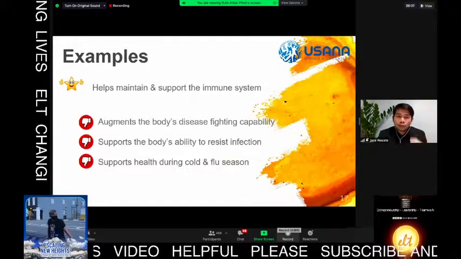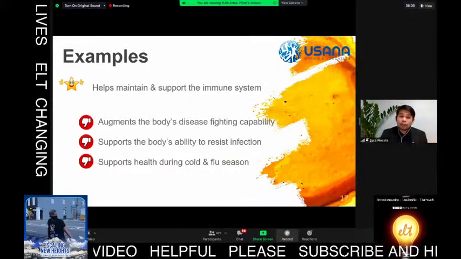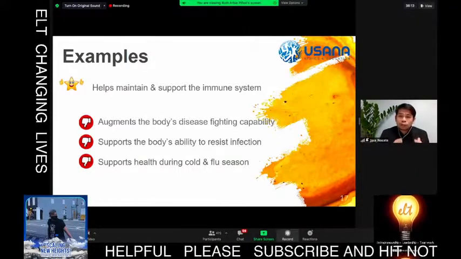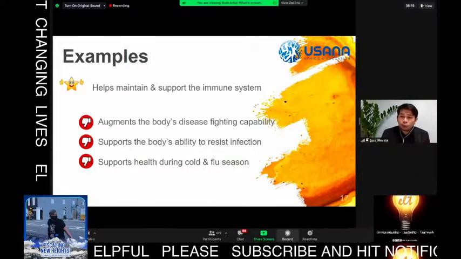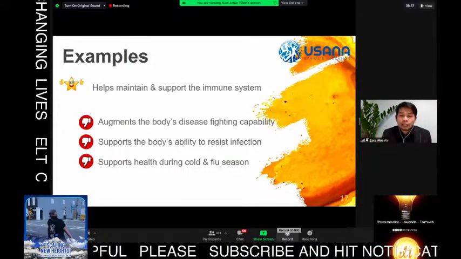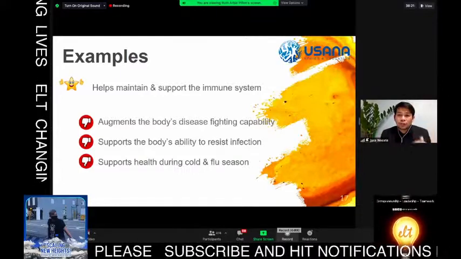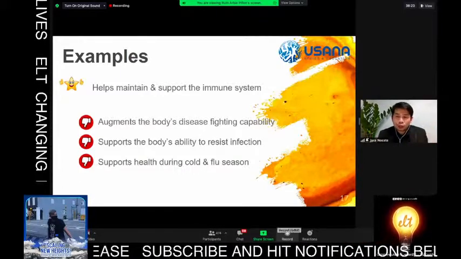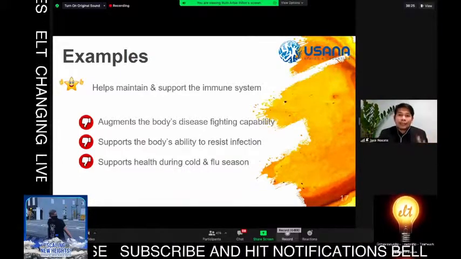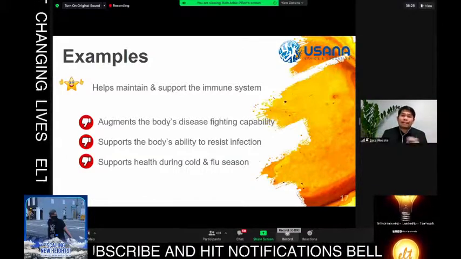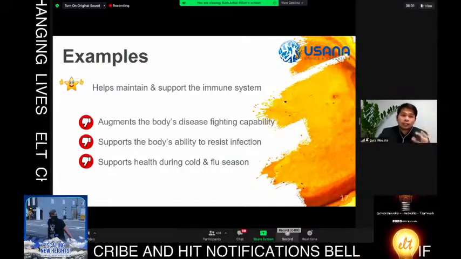Now, as you notice, yung second and third statement may term na support. Bakit bawal siya? It's actually because after the term support, the terms that are utilized are related to medical conditions or certain diseases like resist infection and cold and flu. So this is why yung last two statements at the bottom are not allowed.